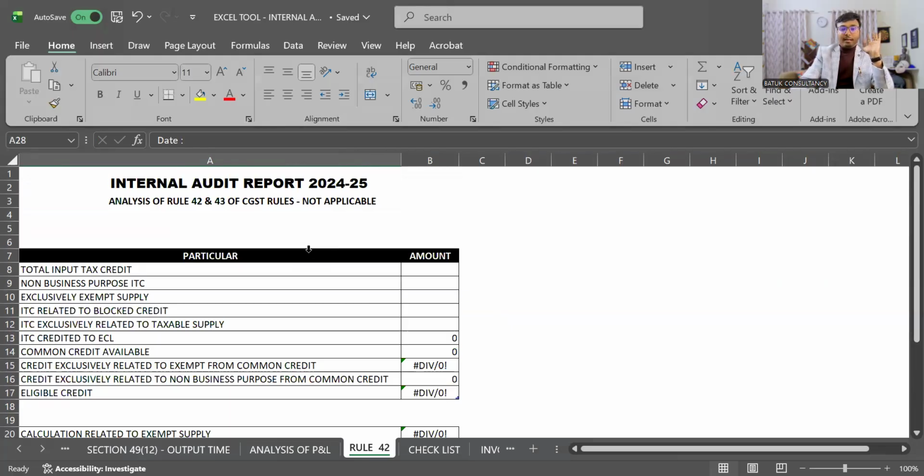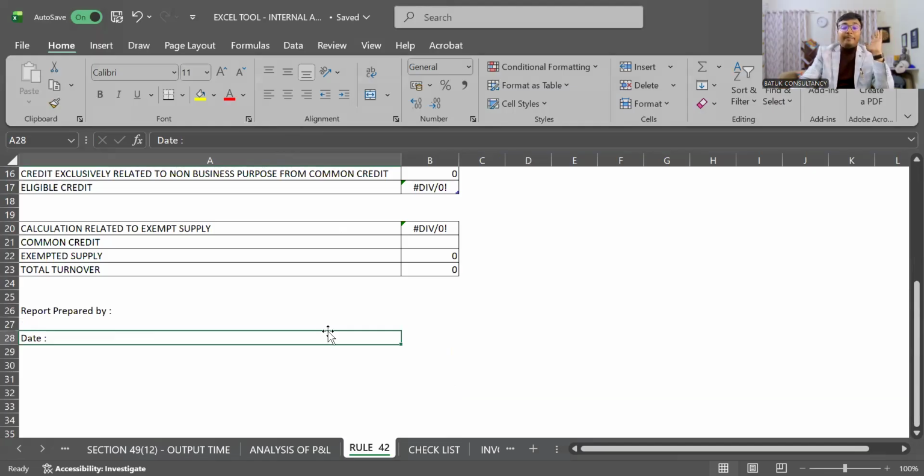The same is not applicable if the taxpayer is exclusively dealing in taxable products, but if the taxpayer is dealing in taxable as well as exempted products, then Rules 42 and 43 will be applicable.